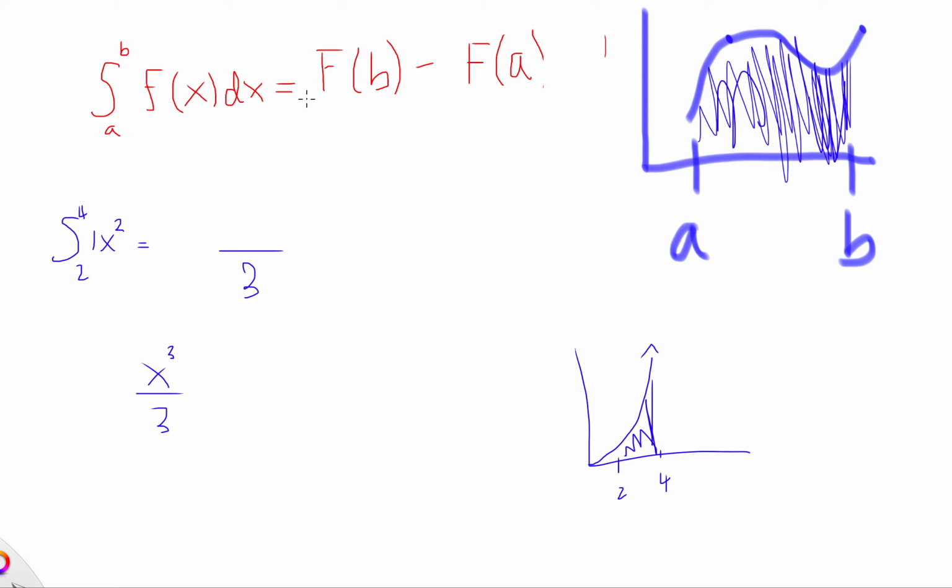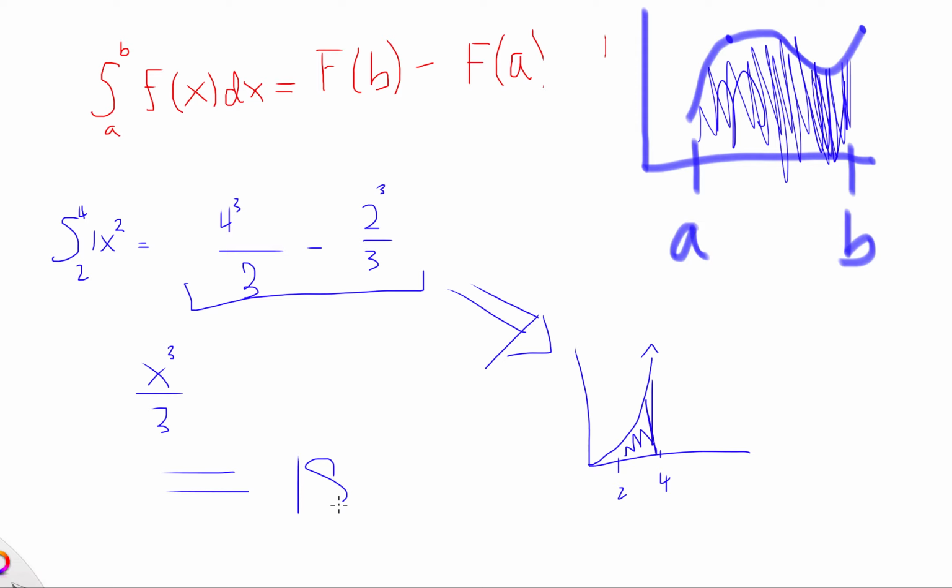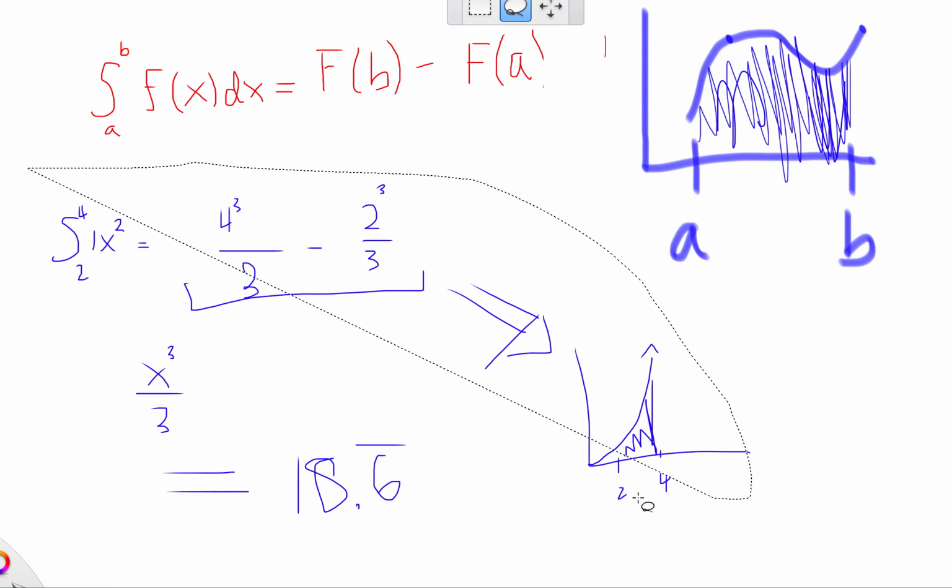We need to figure out the antiderivative at point B. So point B is the 4, so it's 4 cubed over 3 minus, and then this is at point A, so it's 2 cubed over 3. Once you figure this out, this is the exact area under the curve. If we plug that into our calculator, what are we going to get? We're going to get 18.6 repeated. Okay, so that is the exact area under the curve for the graph of x squared from point 2 to point 4.